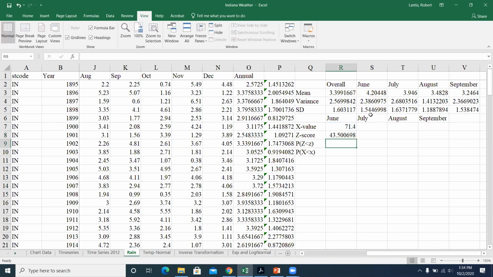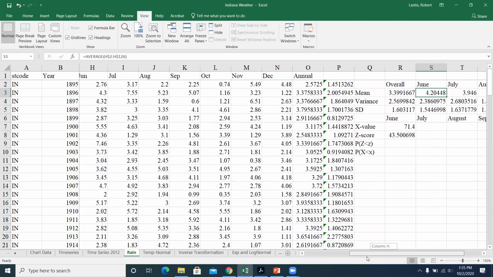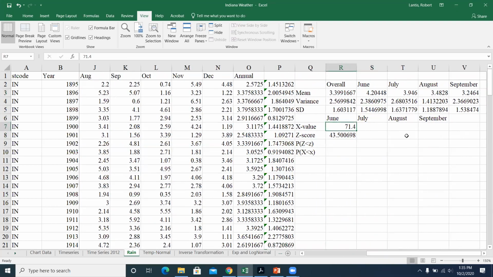So hit enter. Wait, did I make a mistake there? Oh, what's in this cell? What's H? Oh, because this isn't temperature, it's rainfall. Okay, we need to choose a different cutoff value. I was going to say, how in the world are we 43 standard deviations away? It's because I'm on the rainfall one.